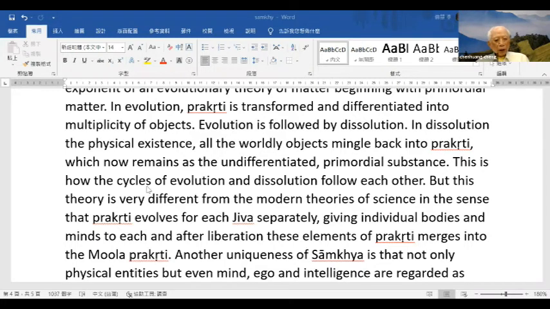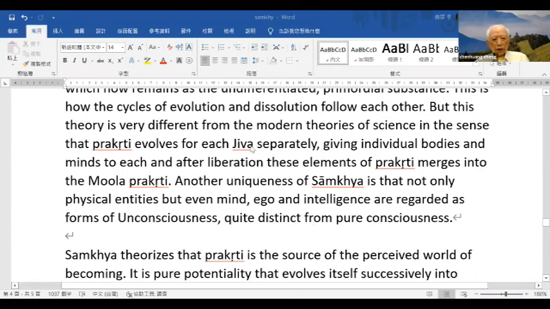This is how the cycles of evolution and dissolution follow each other. So there is samsara. We have the evolution, and then comes the dissolution. After dissolution, there will be evolution. This is a kind of cycle of birth and death according to Samkhya philosophy. But this theory is very different from the modern theories of science, in the sense that Prakriti evolves for each jiva separately. Jiva means sentient being, given individual bodies and minds to each. And after liberation, these elements of Prakriti merge into the Mula Prakriti, the fundamental or primordial Prakriti.